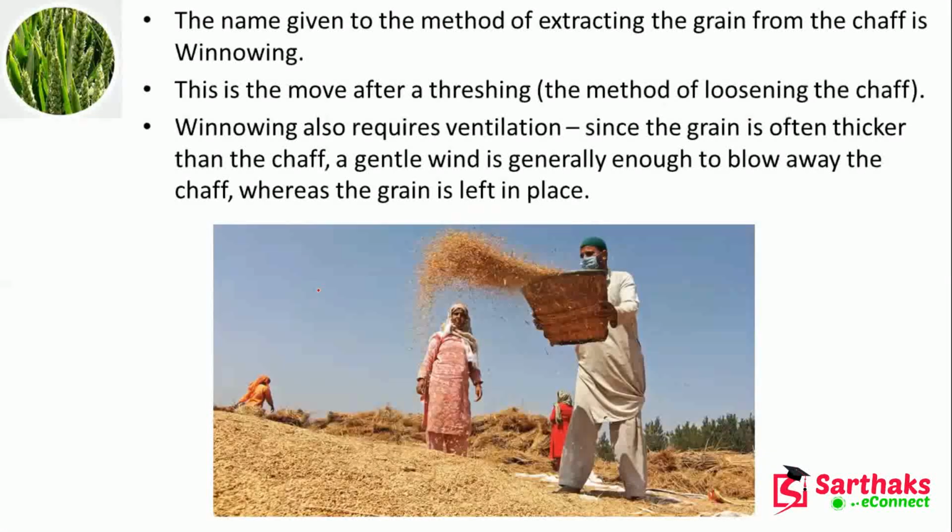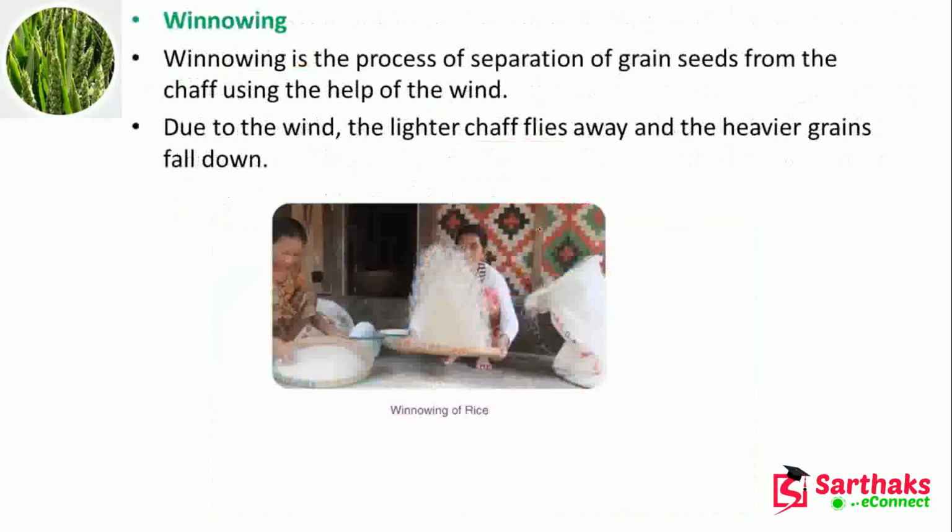The name given to the method of extracting the grain from the chaff is winnowing. Here you can see that they are doing that process. This is the move after threshing. Okay, threshing is done. Now we have to do the winnowing process. Winnowing also requires ventilation. Since the grain is often thicker than the chaff, a gentle wind is generally enough to blow away the chaff, and what you have in your hand is the grain. The grain is left in place. So this is the technique.